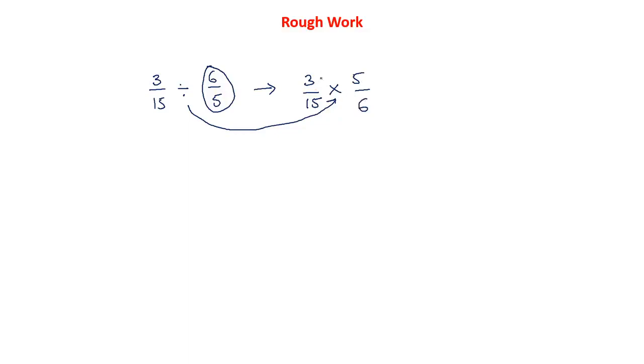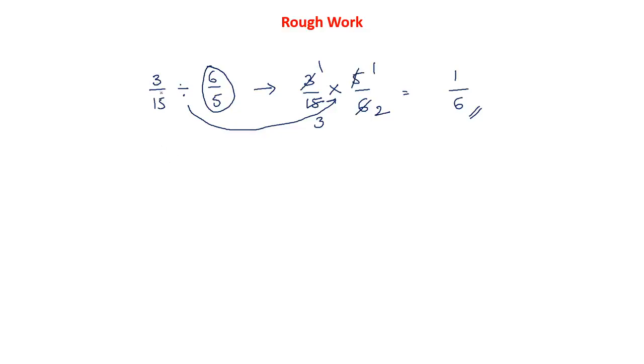So simply you can cancel if there are any common factors. 3 you can divide: 3 ones, 3 twos, here 5 ones, 5 threes. So now it is 1 into 1. Product of the numerators 1 into 1 by product of the denominators 3 into 2, 6. So 1 by 6 is the answer. So like this you can divide any fraction.